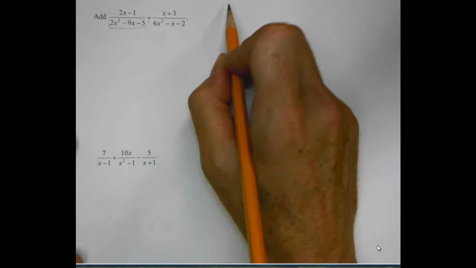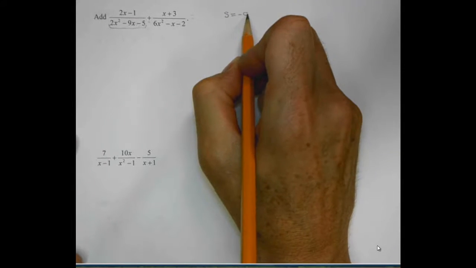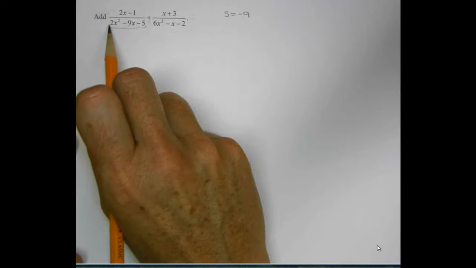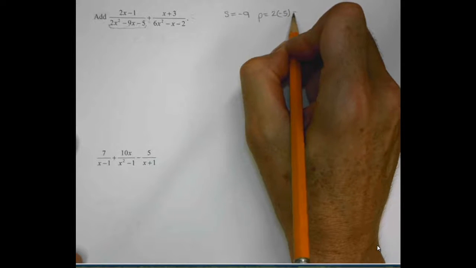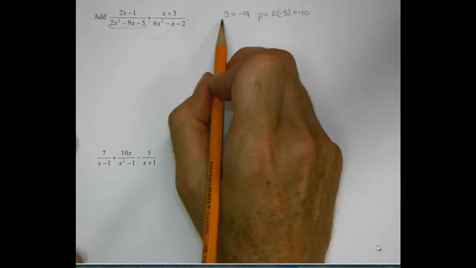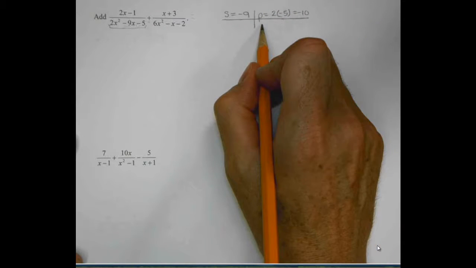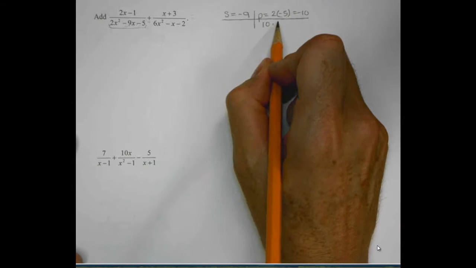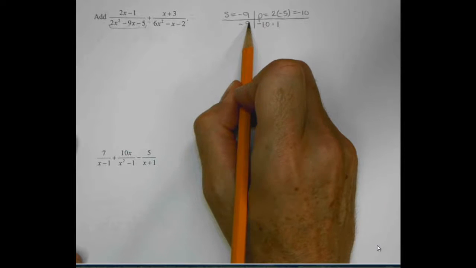So the first thing I want to do is look at the first denominator, and I'd like to factor it, so I'll use the sum-product method. I have a sum of -9, that's from the middle term, and a product should be 2 times -5, or -10. So I'm looking for two things that multiply to give me -10, and I know I have 10 times 1, and they're 9 apart, and if I put the negative on the 10, when I add the two of those, I will get -9.